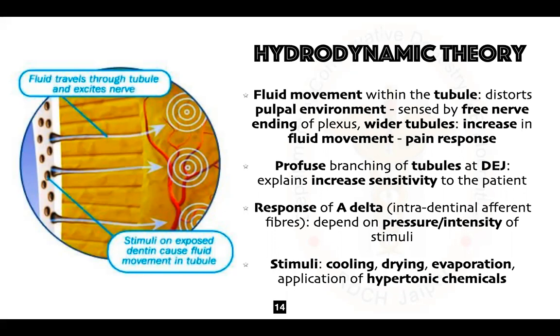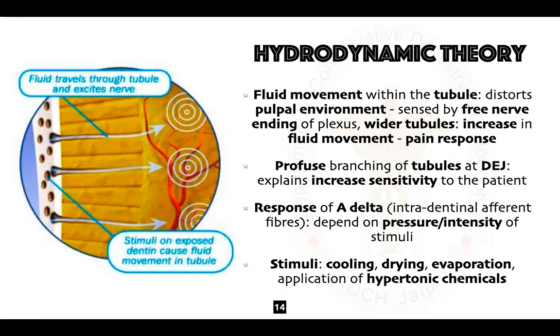As I told you in the beginning, the idea of me showing you the fibers was this: A fibers are present in the coronal aspect, and therefore the response of A delta fibers depends on the pressure, the intensity of the stimuli. So what fibers get activated because of the fluid movement? It is the A delta fibers. These are all small viva questions. Don't miss out on anything.